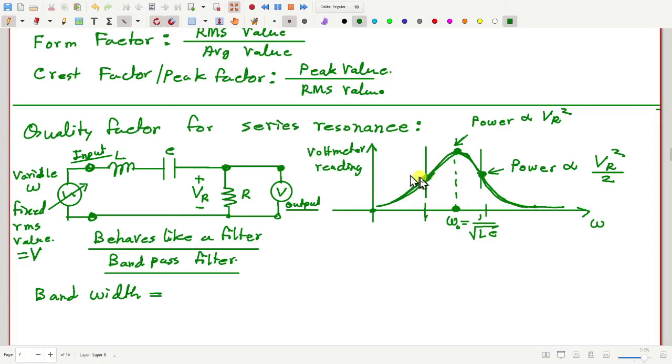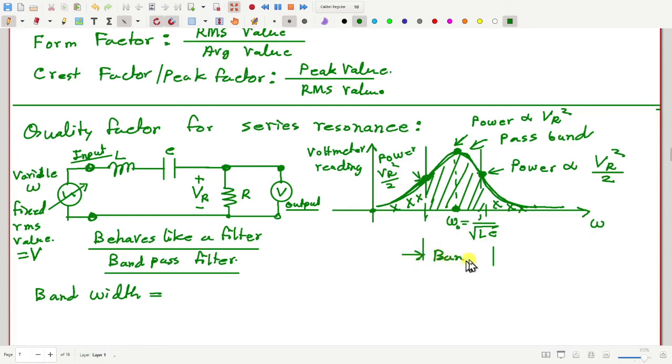Similarly, at this point also the power is VR square by root 2, whichever is that point. That point is called another cutoff point, and the region between these two is called the pass band, because in this region the power going to the output side is maximum, much larger than the power for these regions. So the middle region is called the pass band, and this width is called the bandwidth.